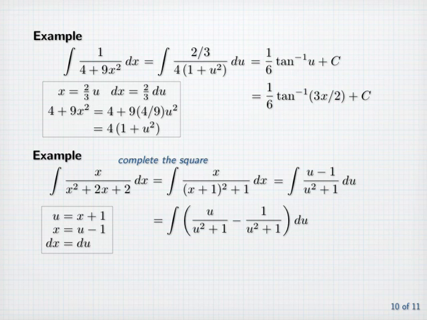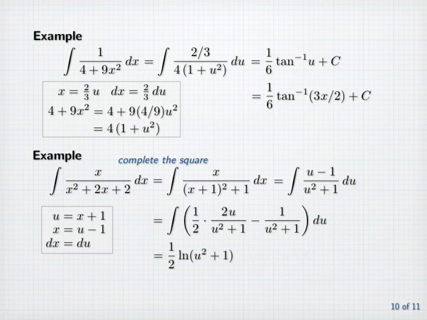Notice that in the first term, the derivative of the denominator is 2u, so the numerator is half of the derivative of the denominator, so we expect the antiderivative of that term to involve a natural logarithm. Now rather than doing a substitution here, let's just put a factor of 2 in the numerator and then multiply by a half, because 2u divided by u squared plus 1 is exactly the derivative of the natural log of the denominator there. Now the second term is simple, so we have 1/2 the natural log of u squared plus 1 minus the inverse tangent of u plus c.